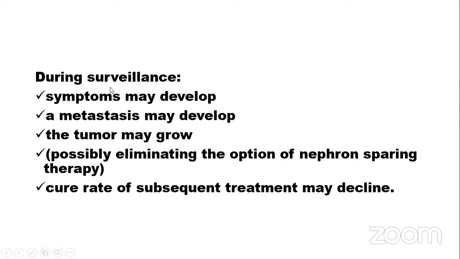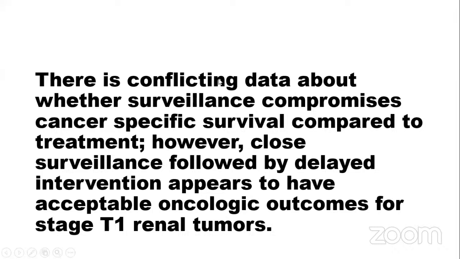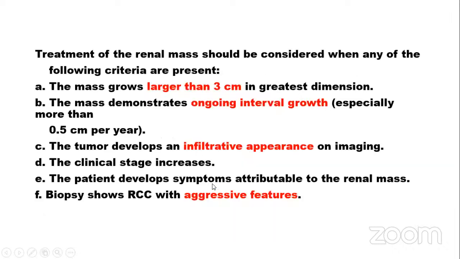During surveillance, symptoms may develop, metastasis may develop, and the tumor may grow, possibly eliminating the option of nephron-sparing surgery for this patient. The cure rate of subsequent treatment may decline. So this is the risk during surveillance. There is conflicting data about whether surveillance compromises cancer-specific survival compared to treatment. However, close surveillance with delayed intervention appears to have acceptable oncological outcomes for stage T1 renal tumors.